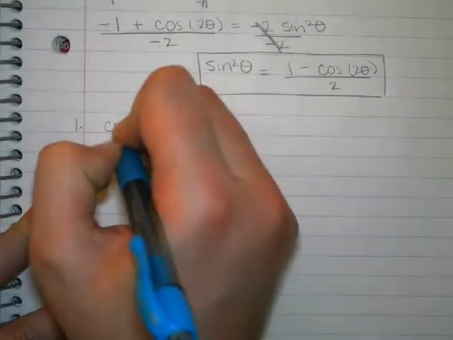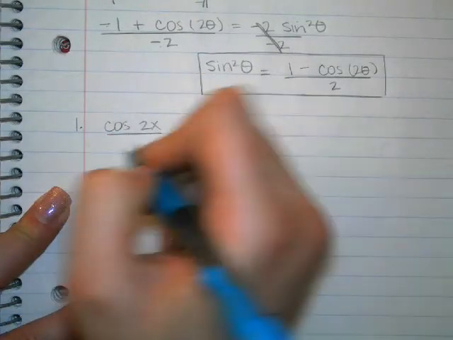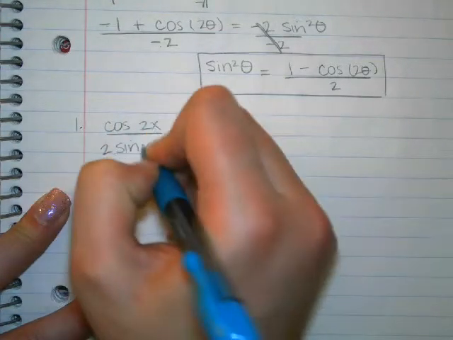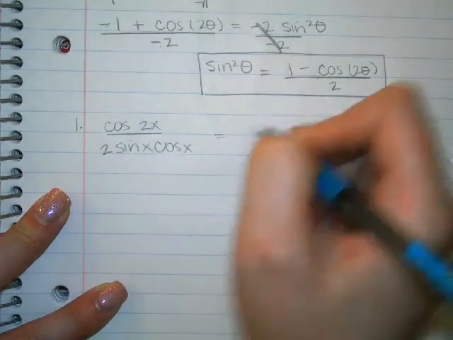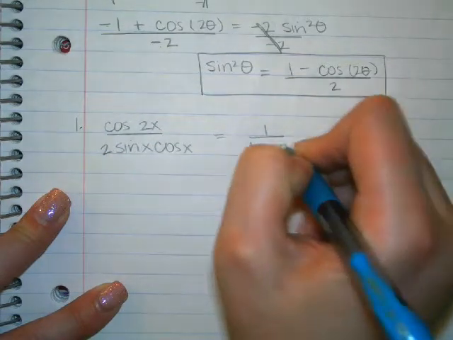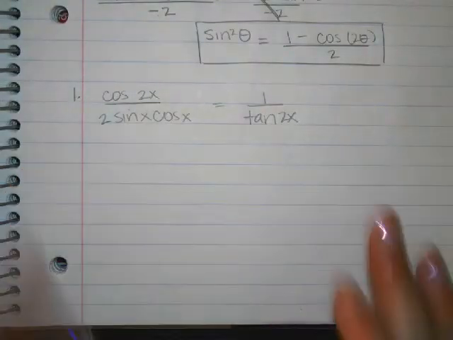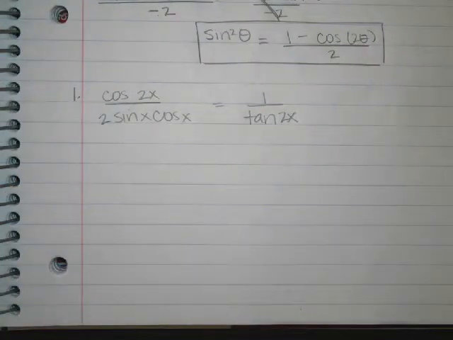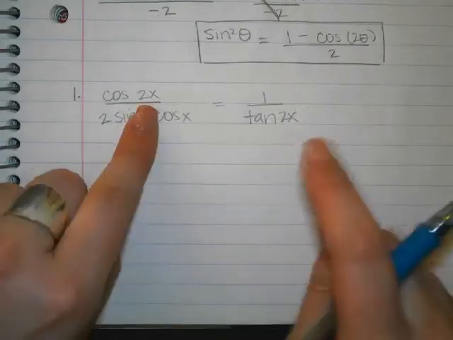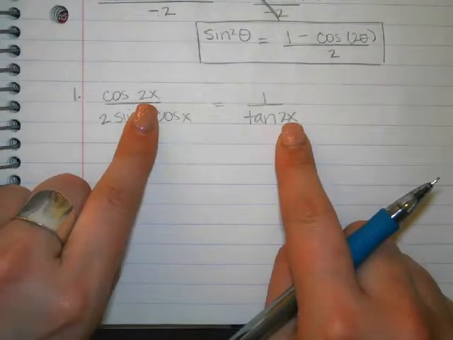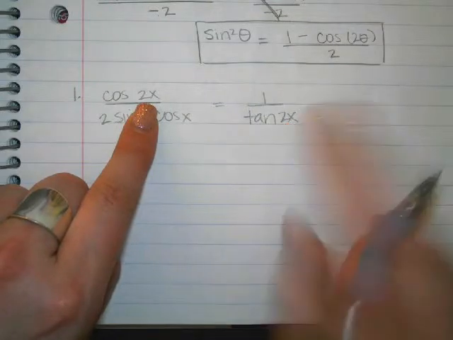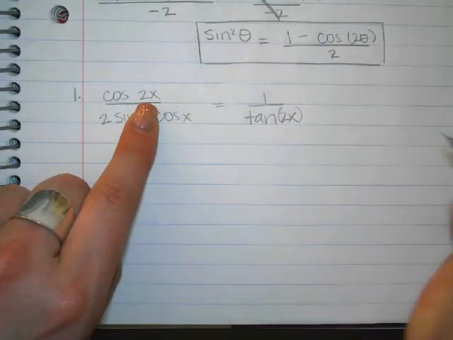This one says cos 2x over 2 sine x cos x equals 1 over tan 2x. This is number 1. And so again, we always look at the more complicated side. It's a little bit easier to do that. And so for number 1, I think the left side looks a little bit more complicated. If you compare the left side with the right side, you can see that the right side has that double angle there. So it's saying not just tan of x, but it's saying tan of 2x.